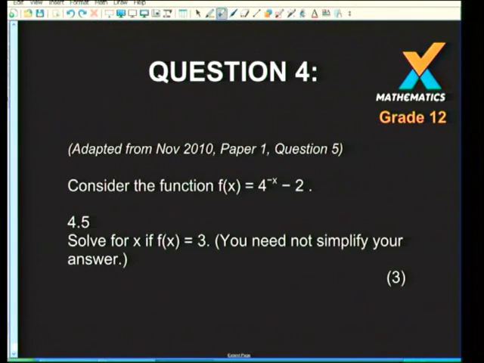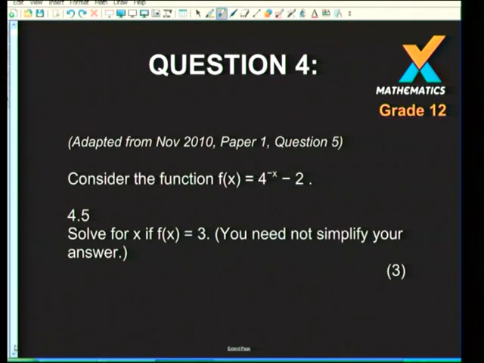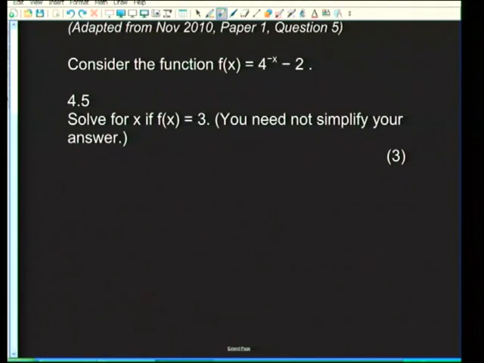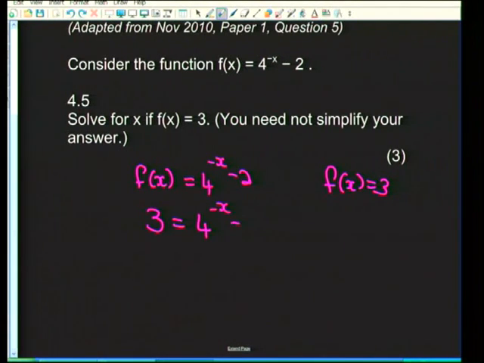Let's see what they ask next. Now they say solve for x if f of x equals 3. You need not simplify your answer. Okay, so let's see what they mean. Obviously, it's going to be some kind of interesting snippet here, and that's why they need to do it. So f of x is equal to 4 to the minus x minus 2, but they tell me that f of x equals 3. So 3 equals 4 to the minus x minus 2. Now, if we do that, we're going to move the 2 over, so we're going to get 5 equals 4 to the minus x.